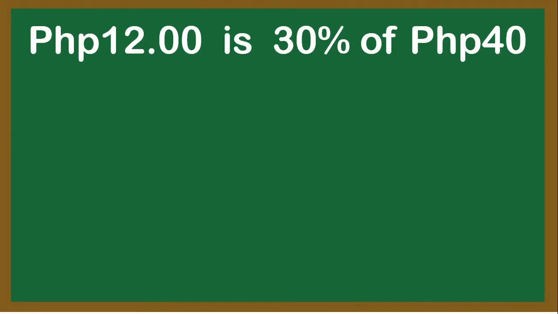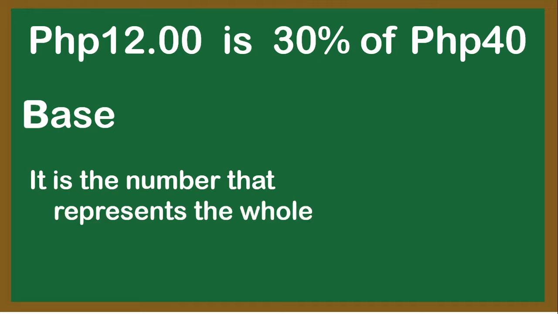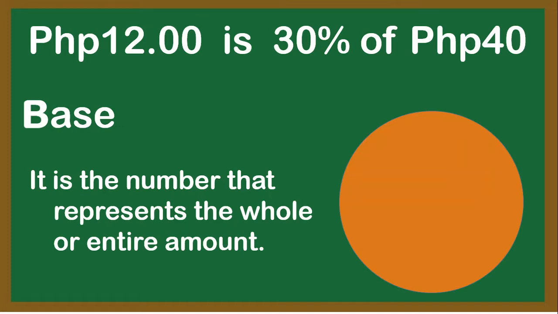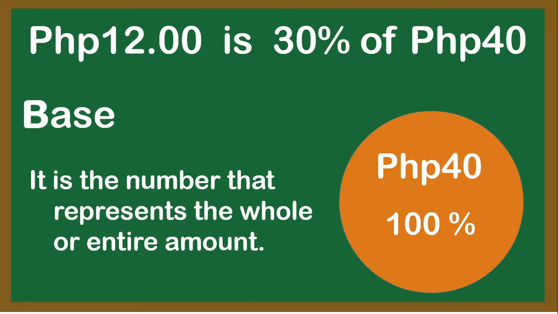Again, let us have 12 pesos is 30% of 40 pesos. This time, we're going to understand base. Base is the number that represents the whole or entire amount. Let us have a circle on our right side. This circle represents your 40 pesos, that is the whole or the entire amount, which is also the 100% of all your rate. And this is now your base.